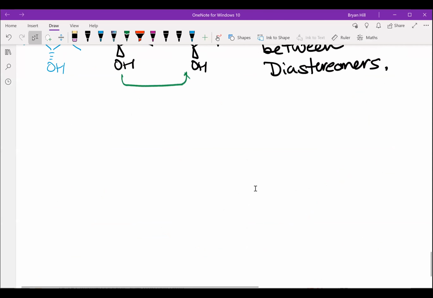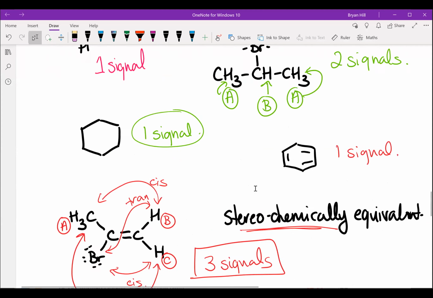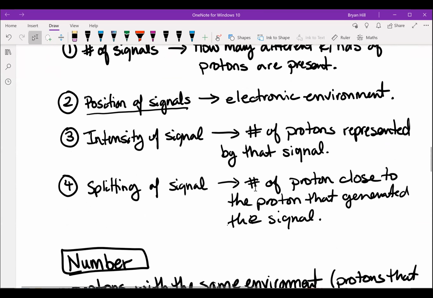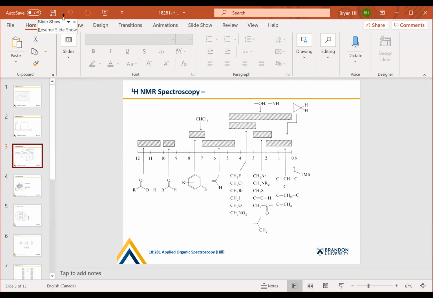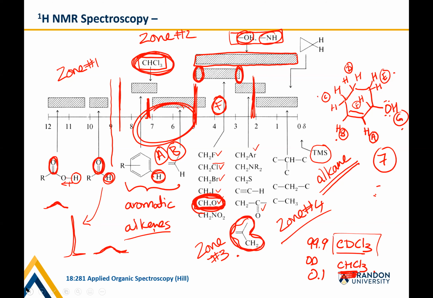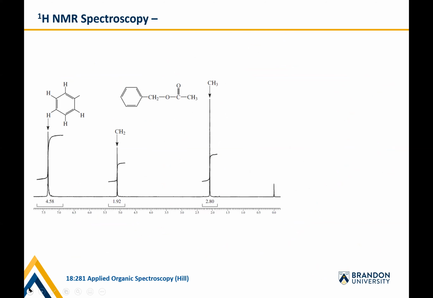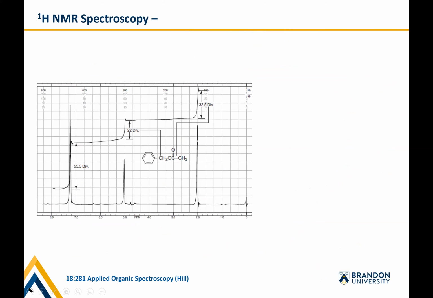Just 2 more seconds here. So the next part was the intensity of the signals. Oh, right. Let's go back to our PowerPoint here. Let's go back a couple slides. Right. So the intensity.